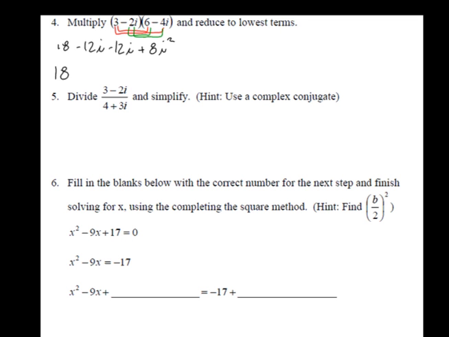I'm going to collect my like terms. These two get added together, so that becomes -24i. Here, remember that i squared is really -1. So 8 times -1 turns that into -8. I now can combine my like terms of 18 and -8. So my final answer is 10 minus 24i.